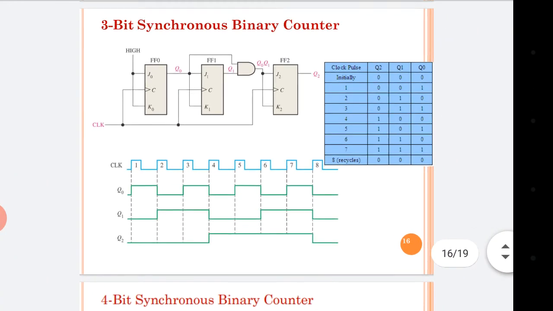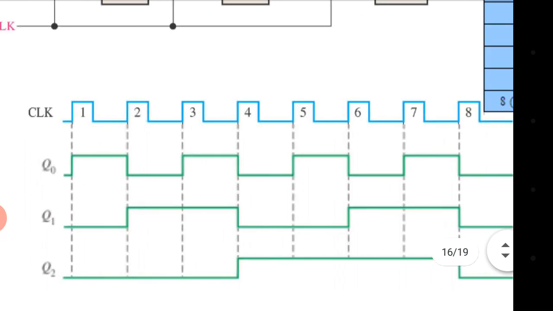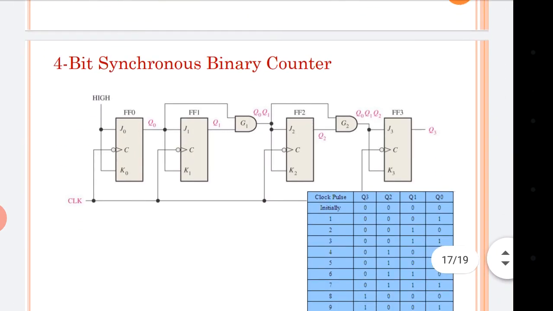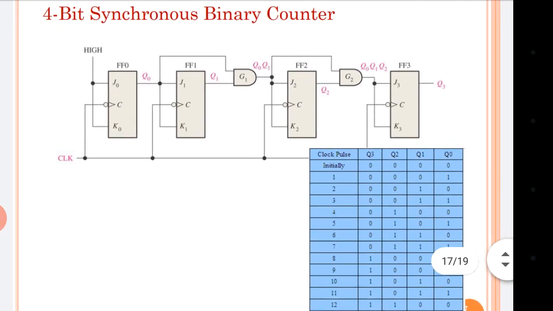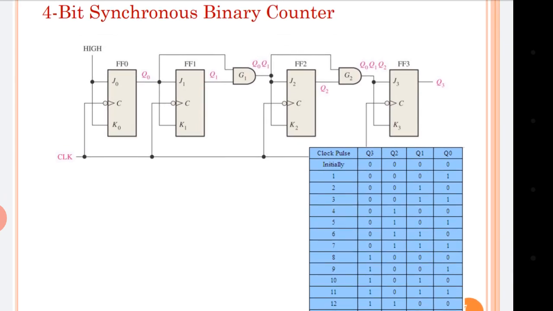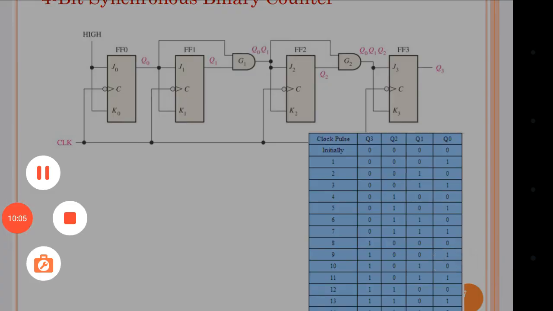Observe the timing diagram as well. So this is the timing diagram and you will observe the various cases, where Q2 is the MSB. Now observe the 4-bit synchronous binary up counter, same thing, only a third AND gate is used, and so on. So this is how it is used to count.